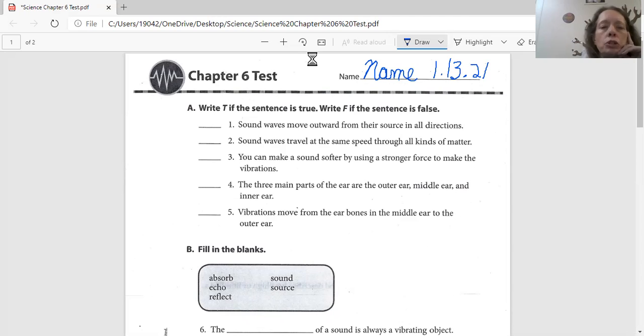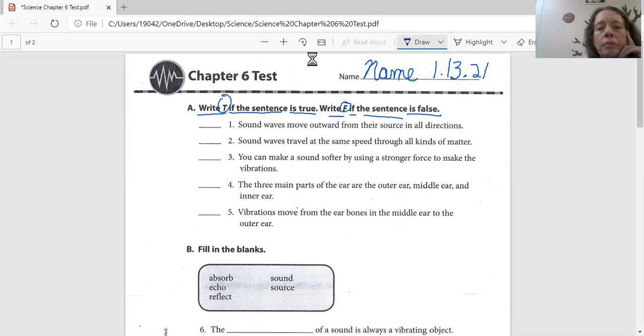Read and repeat the directions. Write T if the sentence is true. Write F if the sentence is false. T for true, F for false. Ready?